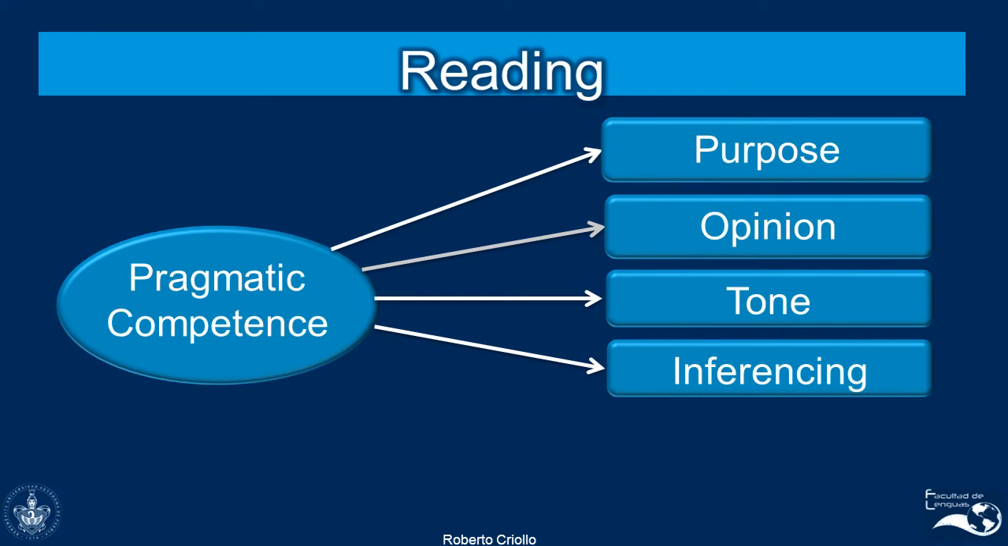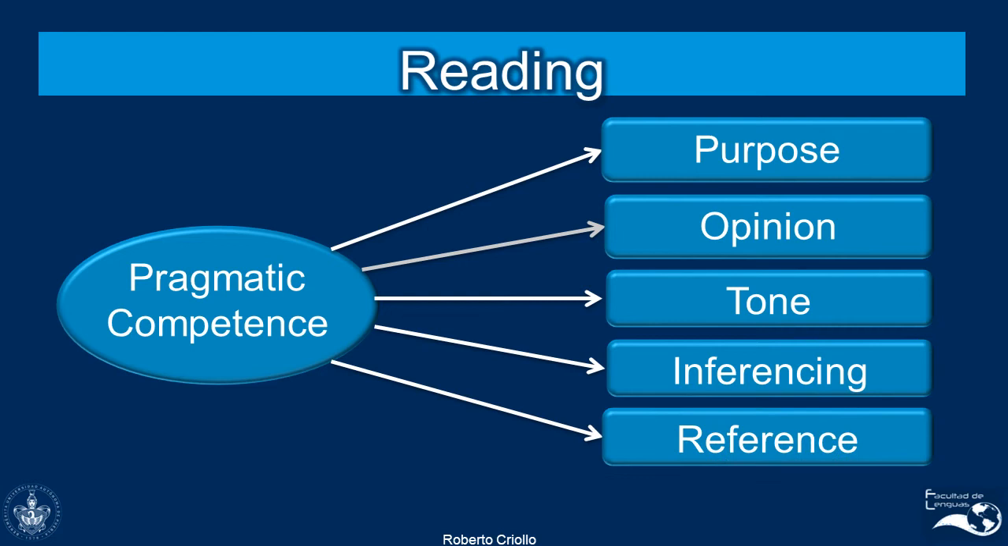Your pragmatic competence will also be assessed in terms of your ability to infer, to get the hidden meaning of a text. That means that you should be able to find things that are not clearly stated, but can be inferred from something else that is explicit in the text. And finally, you will be required to find the different links that the text has by completing or finding the reference to which the different pronouns, the different adverbs, the different connectors are directed.